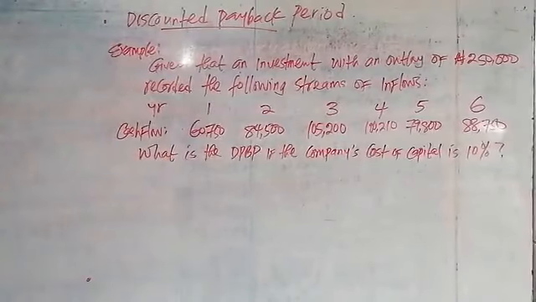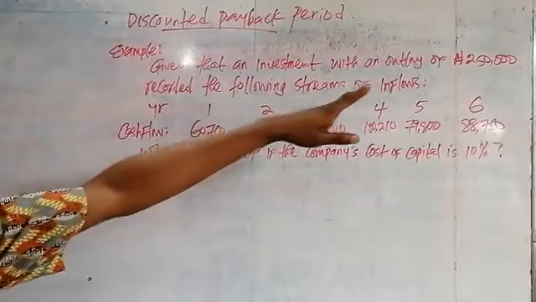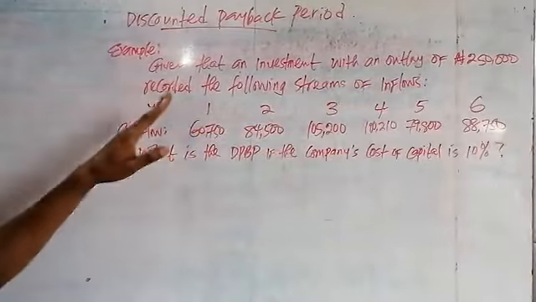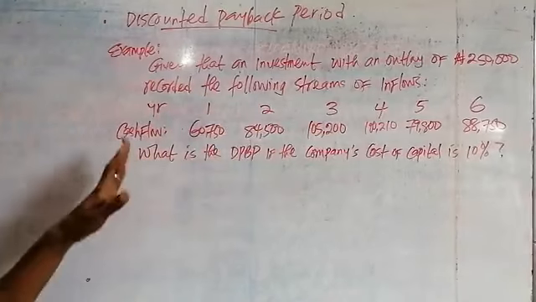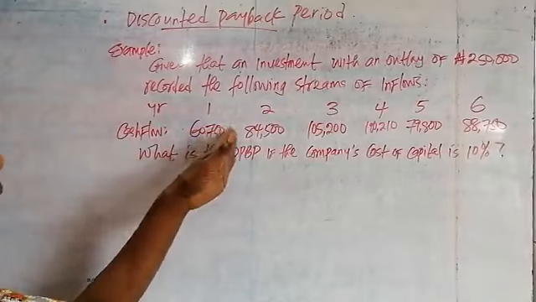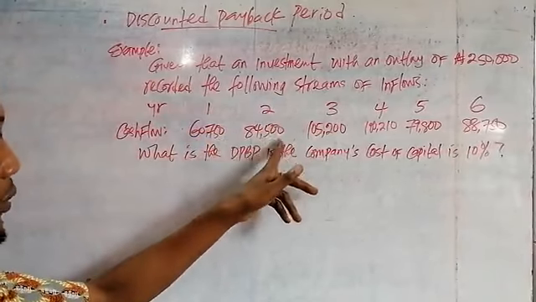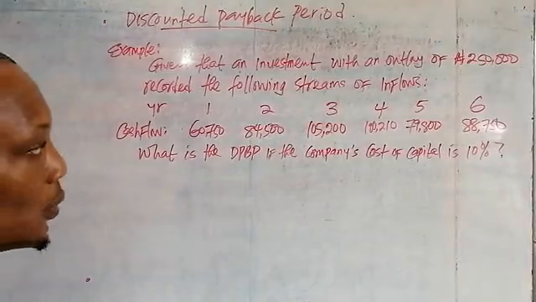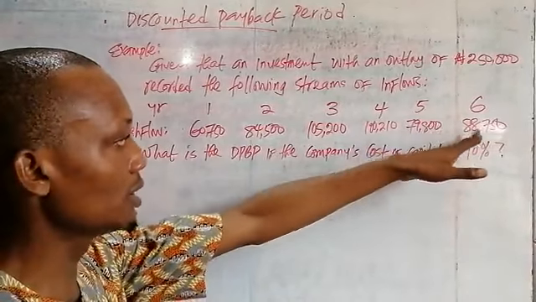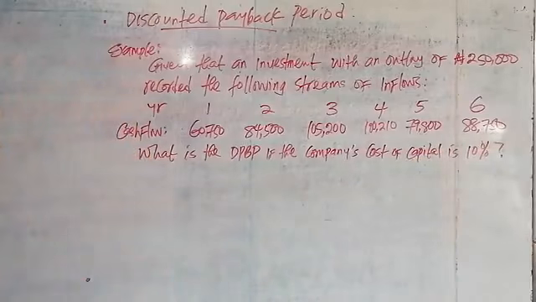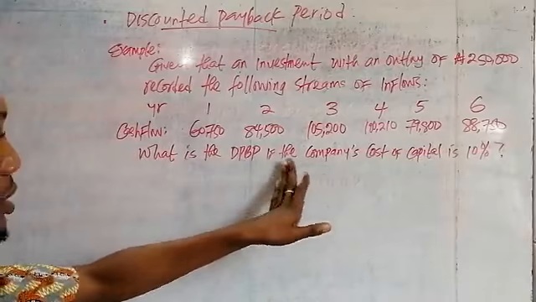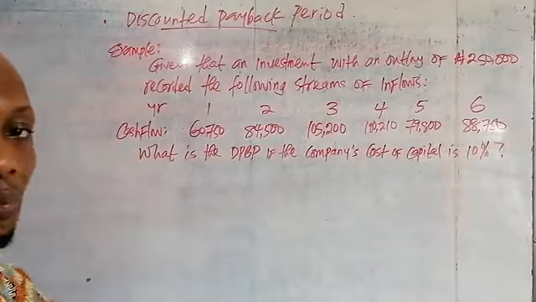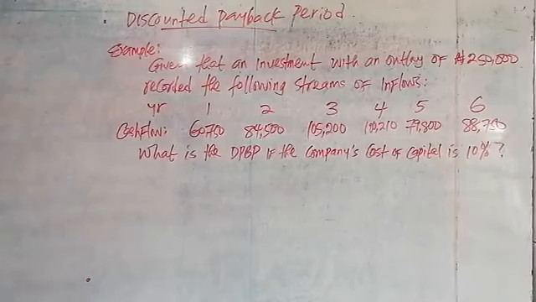Okay, so here is the question. Given that an investment with an outlay of ₦250,000 recorded the following stream of inflows: year 1, 60,750; year 2, 84,500; year 3, 105,200; year 4, 100,210; year 5, 79,800; year 6, 88,750. What is the discounted payback period if the company's cost of capital is 10%? That is the requirement of the question. You should compute the discounted payback period.